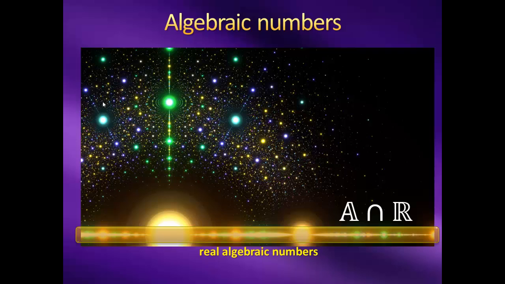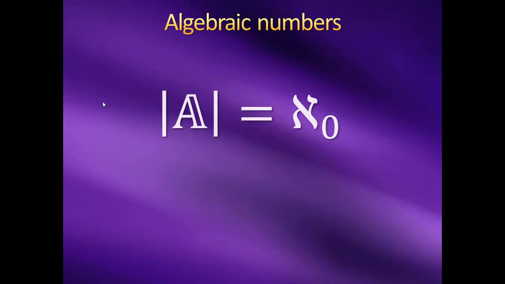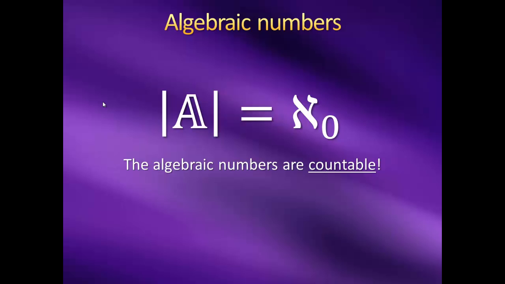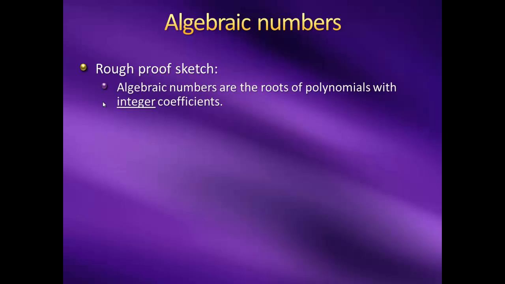Now that we've extended Q to include the real algebraic numbers, have we found the entirety of the real numbers? Not even close. How do we know? Well, as it turns out, the algebraic numbers, and therefore the real algebraic numbers, are actually countable as well. This may seem strange, but here's why. The algebraic numbers are the roots of all possible non-zero polynomials with integer coefficients. The integers, as we saw last lecture, are countable.